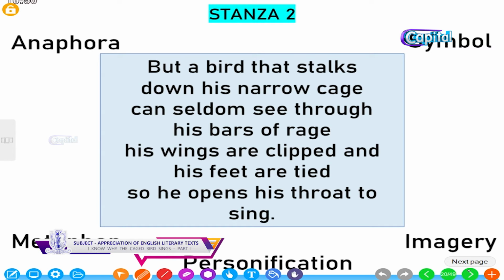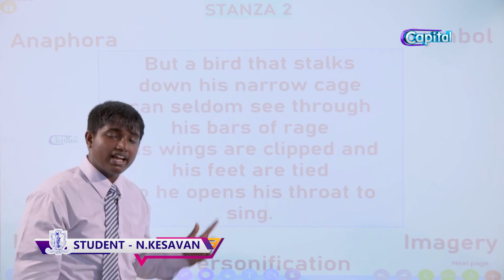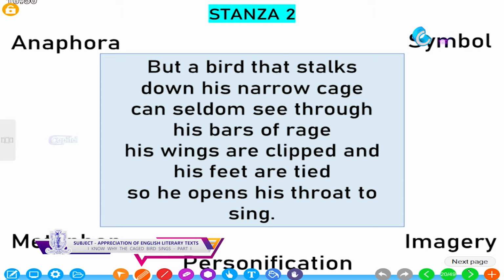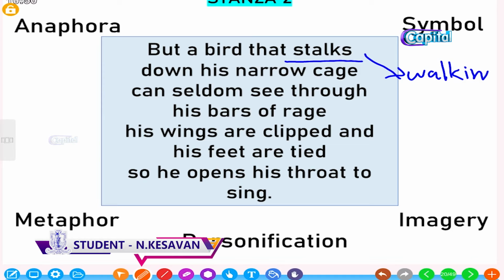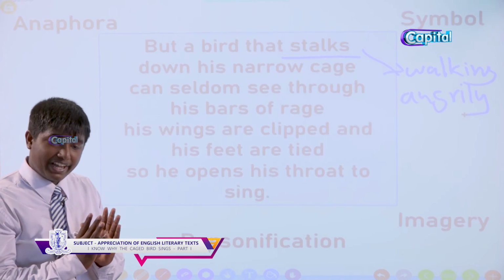Stanza 2. But a bird that stalks down his narrow cage can seldom see through his bars of rage. His wings are clipped and his feet are tied, so he opens his throat to sing. As you can see, but a bird that stalks. Stalks refers to walking angrily. Stalks refers to walking angrily down his narrow cage.